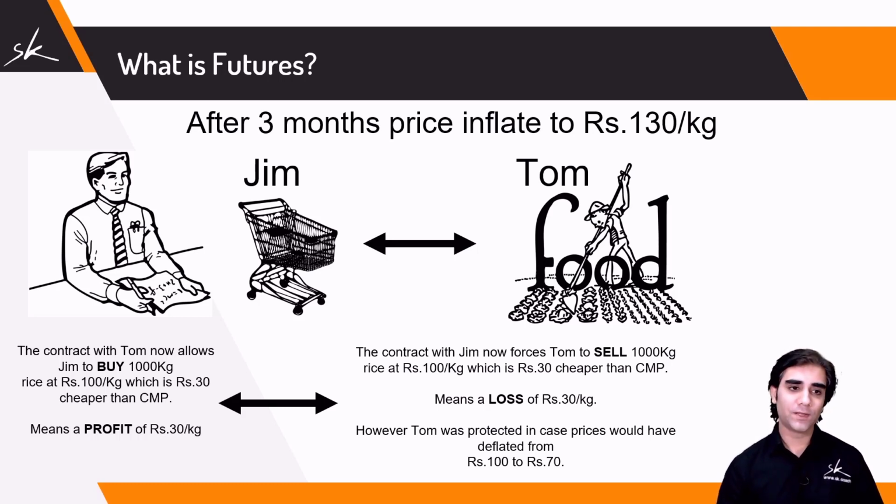So what is going to happen is, now Jim is having a profit of 30 rupees, whereas Tom is having a loss of 30 rupees. So one person's loss is another person's profit.